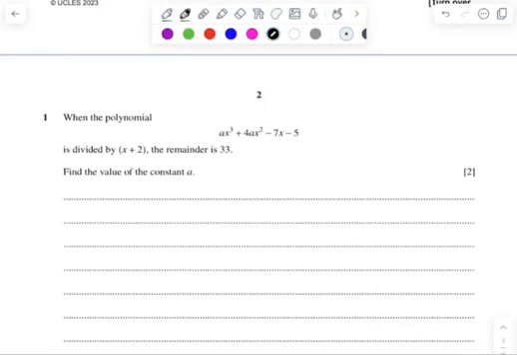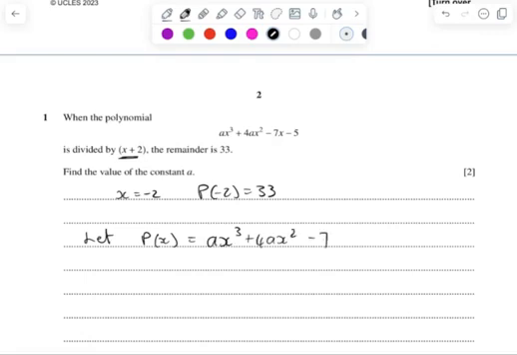Okay, when a polynomial is divided by x plus 2, the remainder is 33. Find the value of the constant a. Okay, so here we're going to use the remainder theorem. If it's divided by this factor, that means I'm going to plug in my root of minus 2, and my answer should be 33. They haven't labeled this polynomial as p(x), so I'm just going to do that. Okay, I'm going to plug in my minus 2.